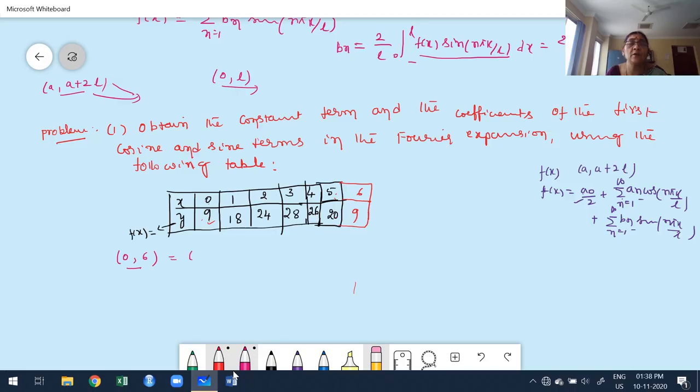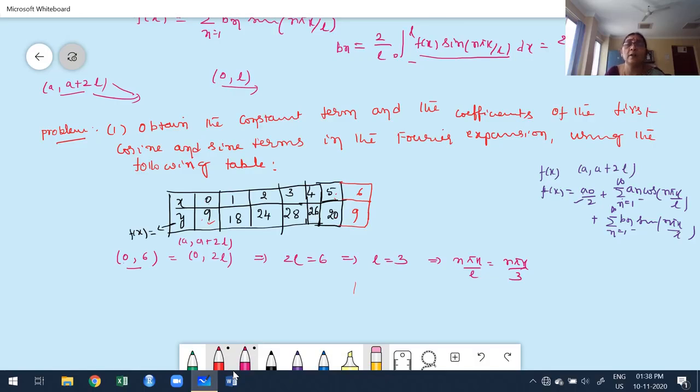Start from 0. If I refer to the general construction of the Fourier series, 0 to 2l, otherwise compare with a to a plus 2l. Immediately we get the value: a is 0, and a plus 2l, with 2l equal to 6. So l is equal to 3. That implies n pi x by l is n pi x by 3. This is the way I choose the value of l.